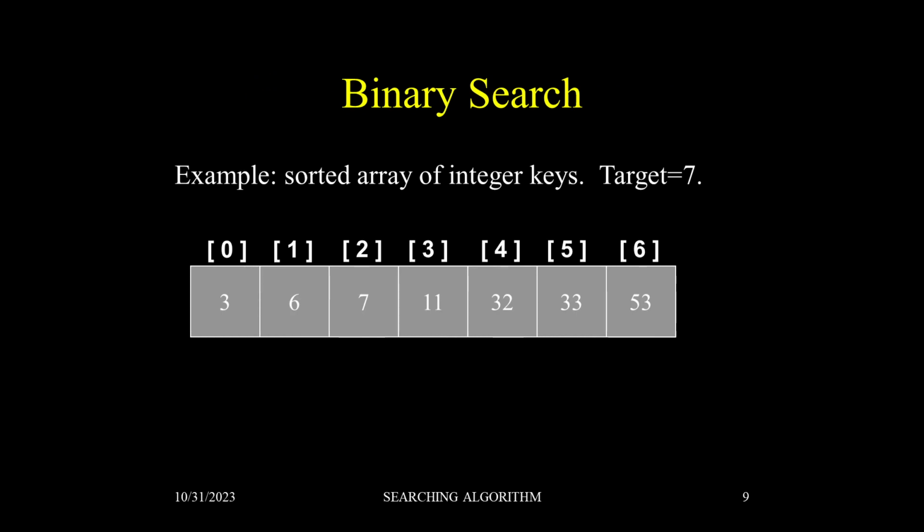Suppose you have an array where a of 0 is equal to 3, a of 1 is equal to 6, a of 2 is equal to 7, a of 3 is equal to 11, a of 4 is equal to 32, a of 5 is equal to 33, and a of 6 is equal to 53. Fine. Now we are going to find whether 7 is present or not. So the target is 7, x is equal to 7, remember.